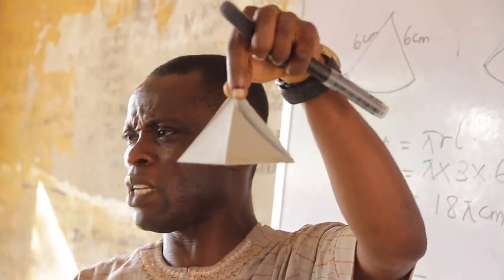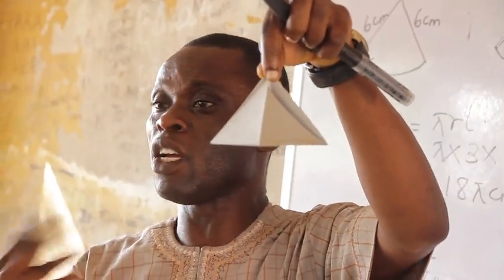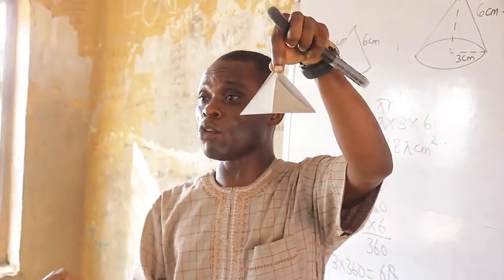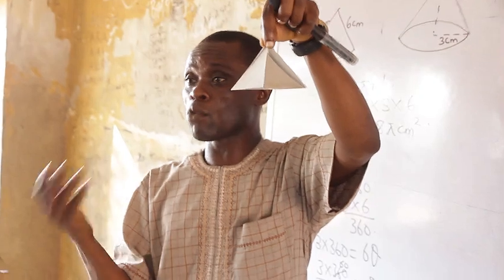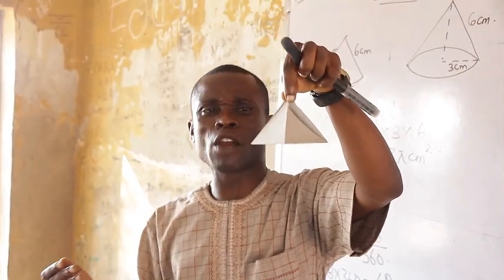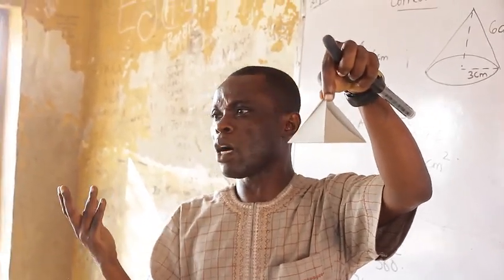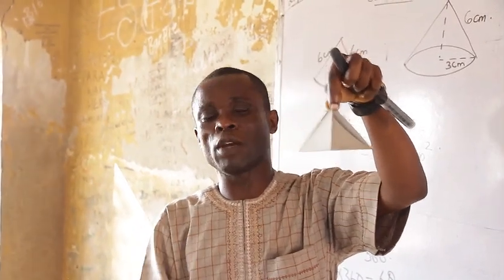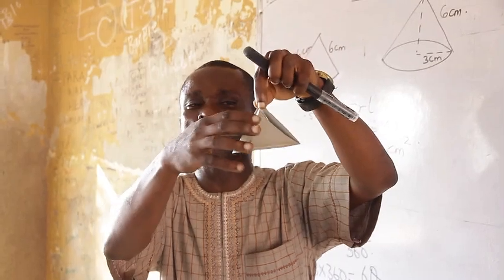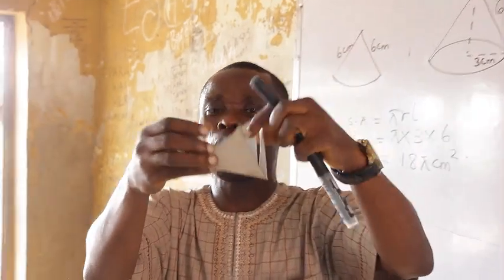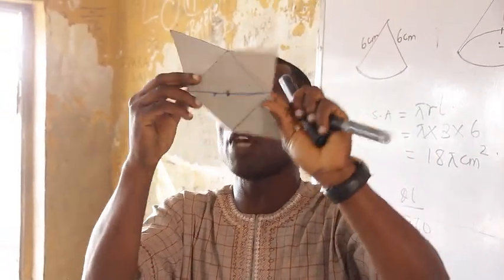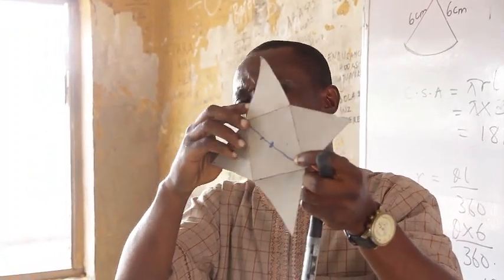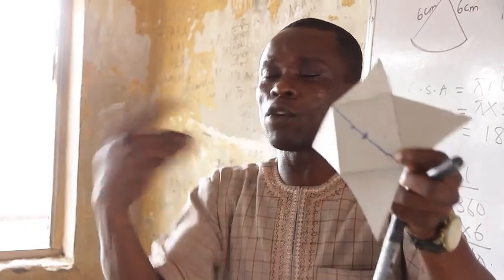You know, I have explained extensively on how to find area of plane shapes: triangle, rectangle, square, circle, and so on and so forth. So we are going to make use of all these areas of plane shapes to find area of this solid shape. Now look at this now. I want to open it to get the net of this pyramid. So this is what we are going to get. Look at what we have now. So it means that this pyramid consists of 4 triangles.